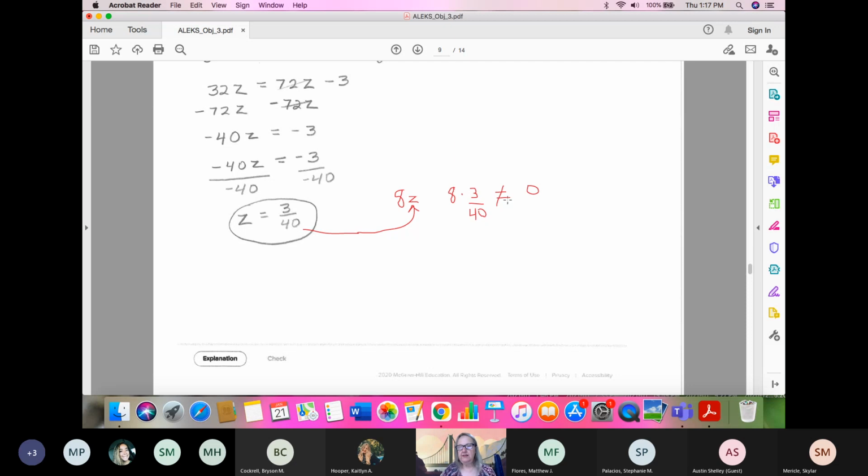So my point is this does not equal 0. So when it does not equal 0, then this is an answer. The only time you have to be careful is when you get 0. You have to throw out that solution. You can't ever have division by 0. So the answer is z equals 3 over 40. Any questions on this particular problem?